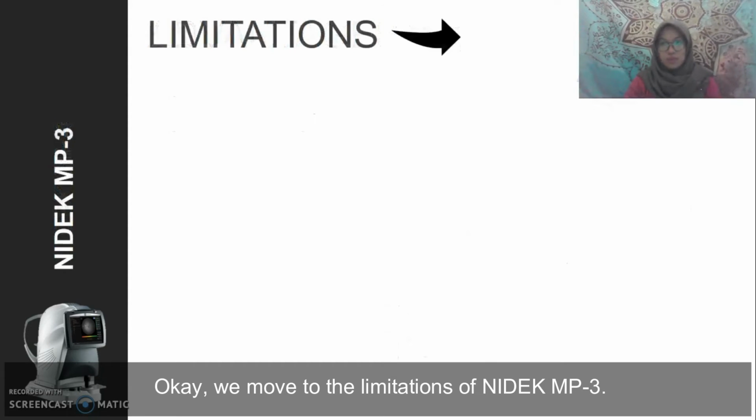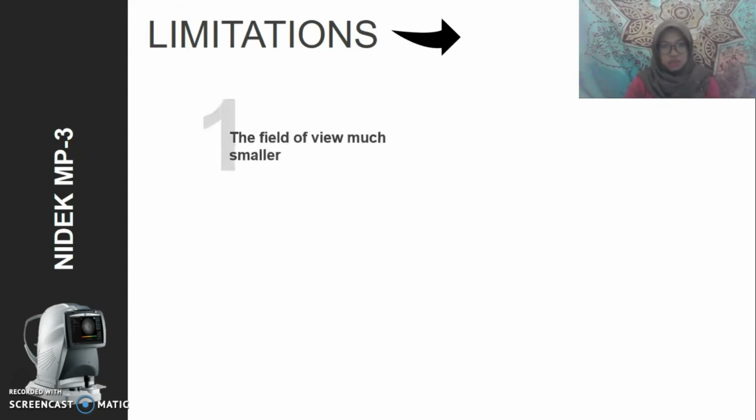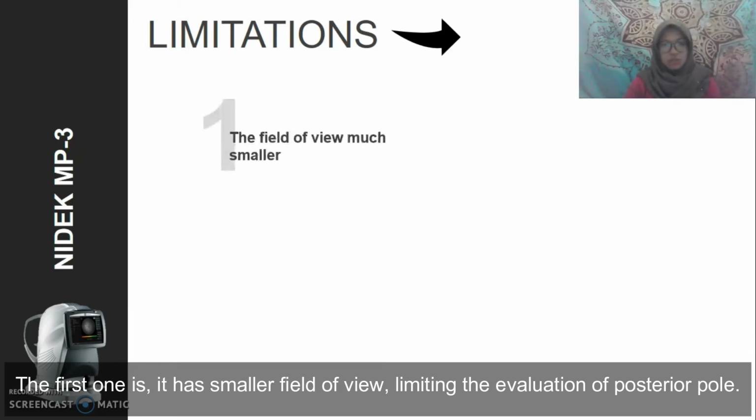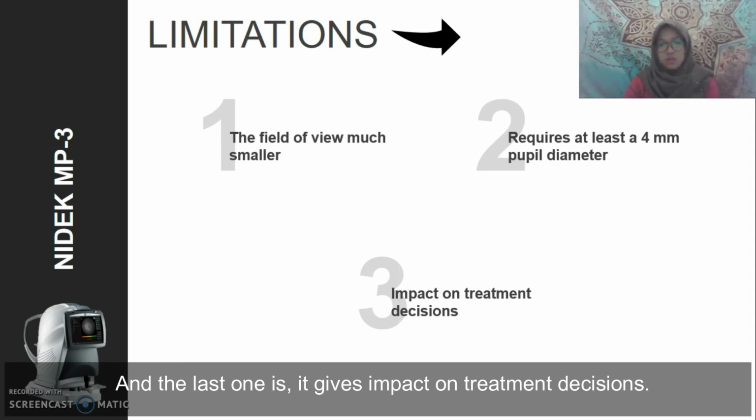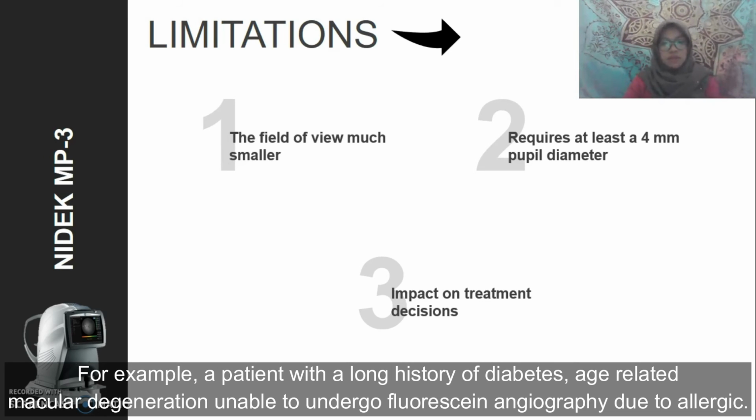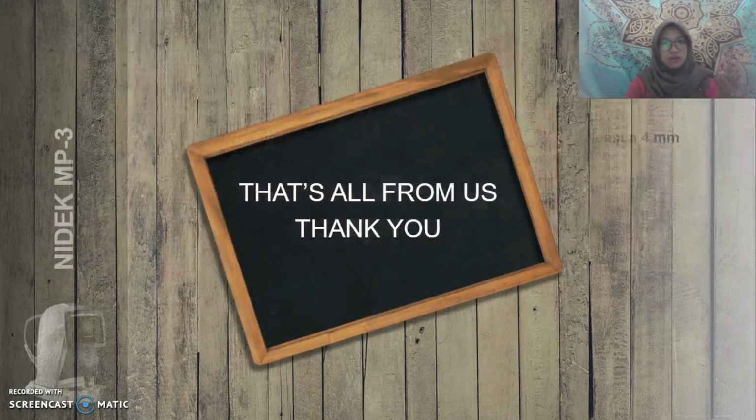Okay, we move to the limitations of the NIDEK MP-3. The first one is that it has a smaller field of view, which limits the evaluation of the posterior pole. The second one is that it requires at least a 4 mm pupil diameter, so patients need to undergo dilation. Then the last one is that it has an impact on treatment decisions. For example, a patient with a long history of diabetes or age-related macular degeneration who is unable to undergo fluorescein angiography due to allergy. I think that's all from us.